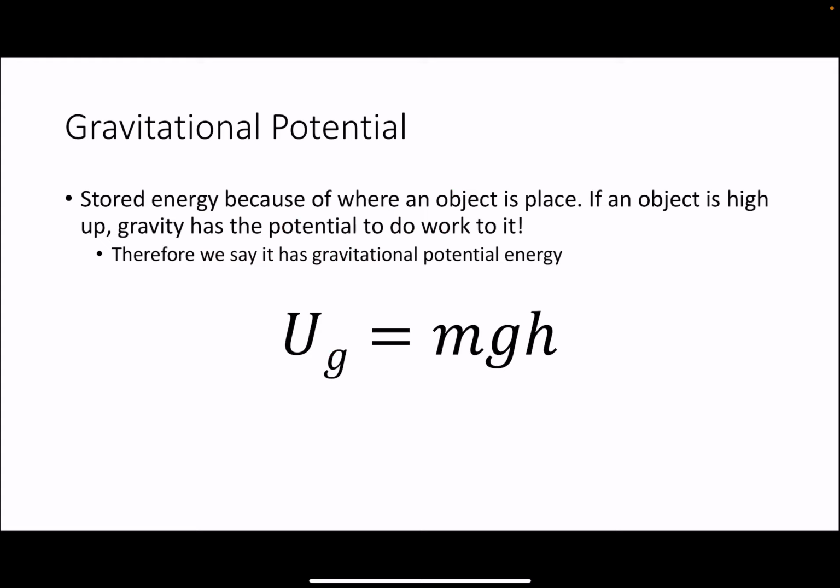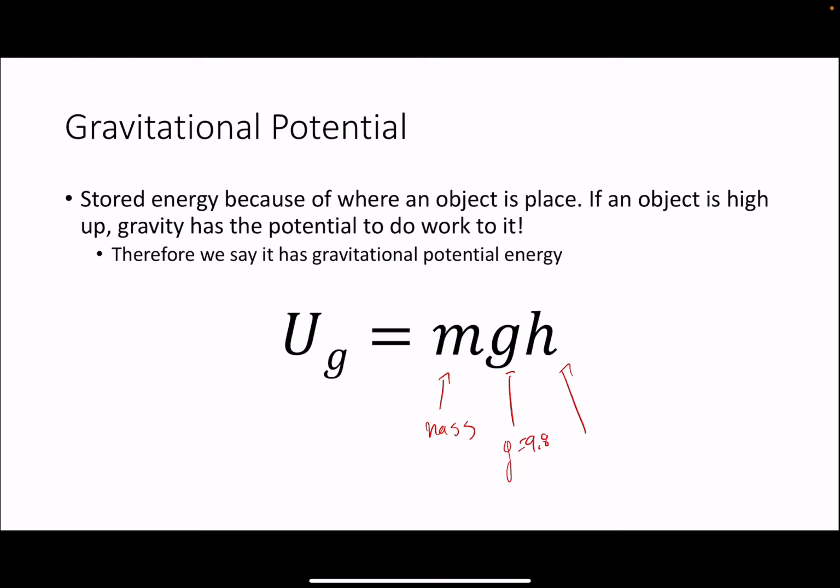Okay, so the first type of potential energy we're going to talk about is gravitational potential energy. Okay, so this is stored energy because of where an object is placed. It's the potential of an object, if an object is high up, gravity has the potential to bring it down, right? The higher you are up, if you're on some sort of cliff, gravity has the potential to pull you down off that cliff to your doom, okay? And so be careful with gravitational potential energy in your life, and it has this equation here, UG equals mgh. Mass times g, which is our 9.8. Mass, this is the same g we always know, g equals 9.8.